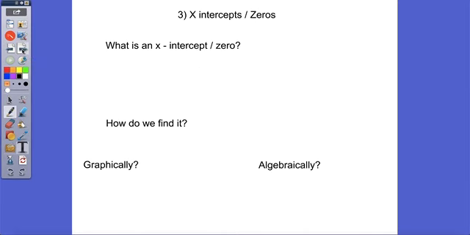All right, last thing. Last piece of the puzzle we need. We've got to be able to analyze x-intercepts and zeros. Well, what is an x-intercept or zero? Another word for it is root as well. If you see the term root, that means the same thing. And they are locations where the function, the curve, our polynomial curve, intersects the x-axis.